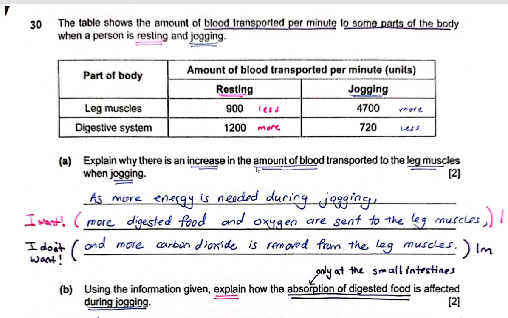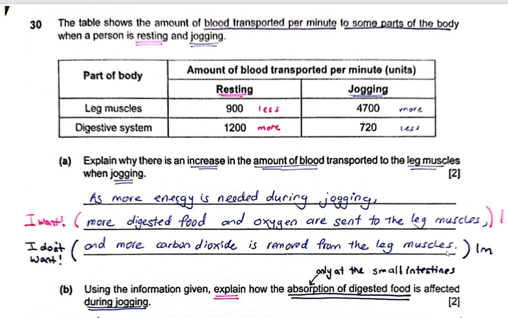And to generate that more energy, the cells in your leg muscles require two things: more digested food and more oxygen. So these two have to be sent to your leg muscles. That's 1 mark. And the second 1 mark is because during this process where your cells undergo respiration, it will also give out a waste gas called carbon dioxide. So you need to get rid of the carbon dioxide. So more carbon dioxide is removed from the leg muscles.